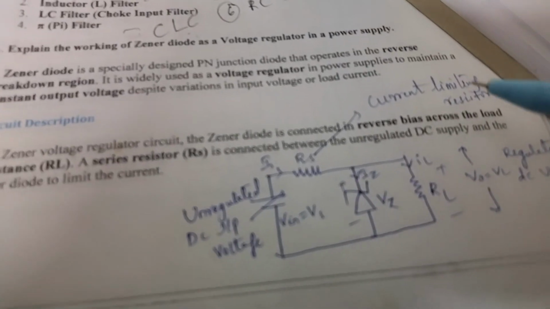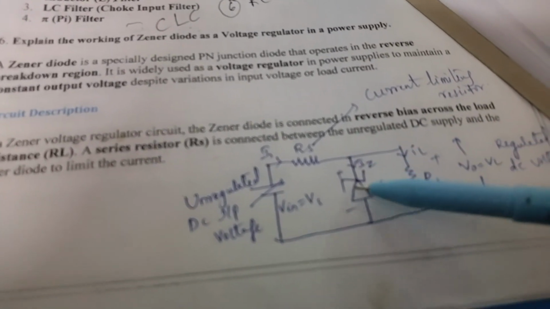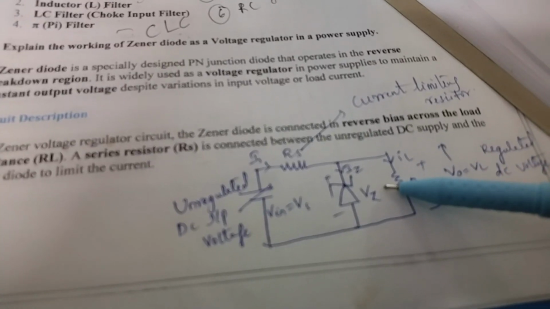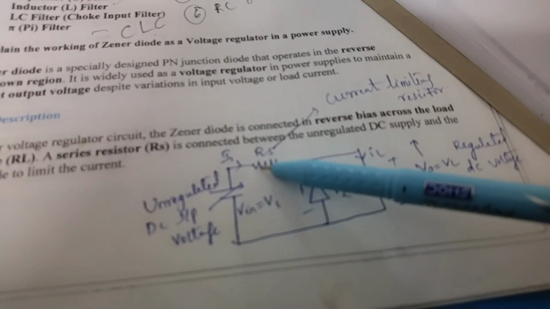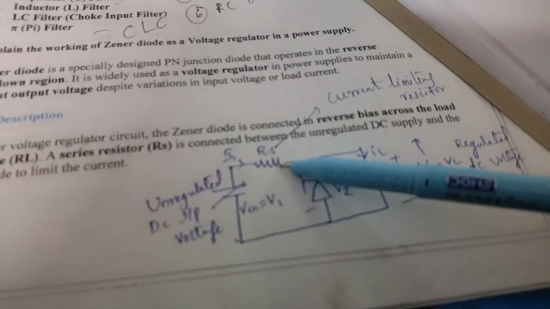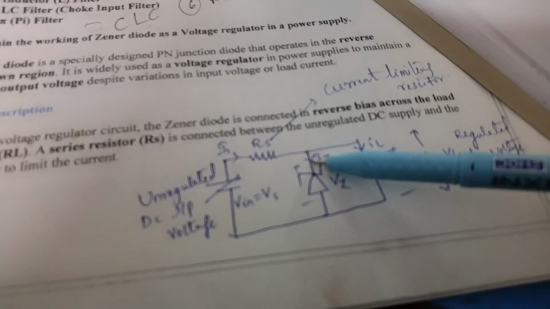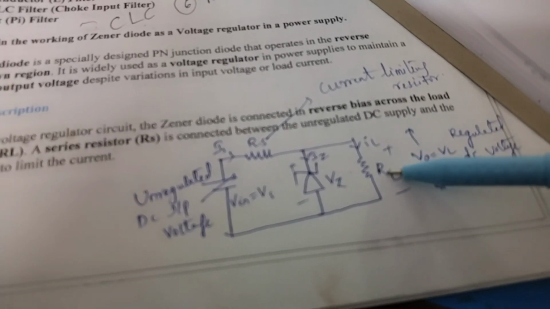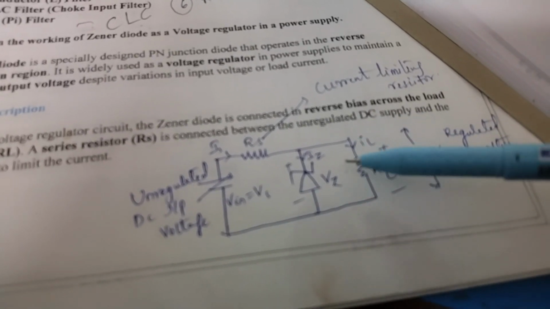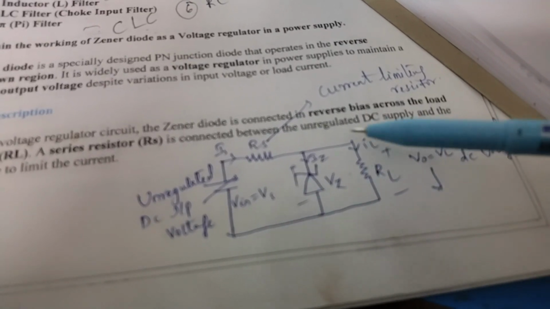Now we will see the circuit description and the working of the Zener diode as a voltage regulator. This is the circuit diagram. This is the unregulated power supply. This is the series resistance, or the source resistance. Here the Zener diode is connected in shunt, shunt meaning parallel to the load. Here we have used a load resistor RL. So the Zener diode is connected in parallel to the load resistor RL.